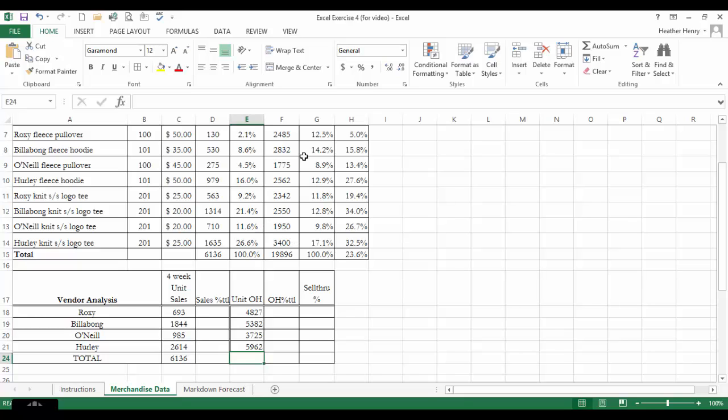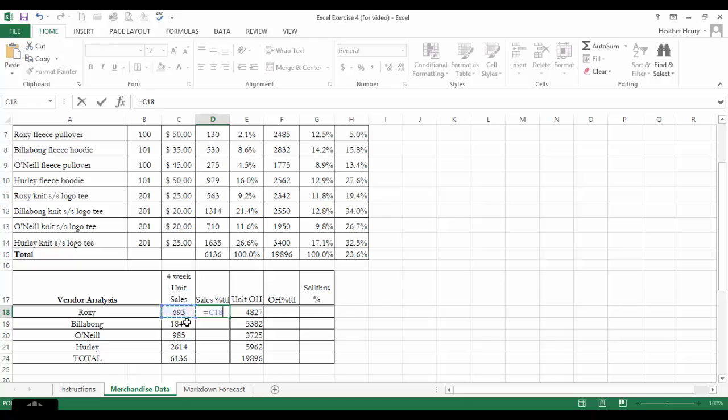Once again, my unit on hand for the vendor should also add up to the total style on hand. 19,896 units on hand. Yes, that does match over here. So now we will need to find the same information once again, but now we are looking at the percent to total sales based on vendor.